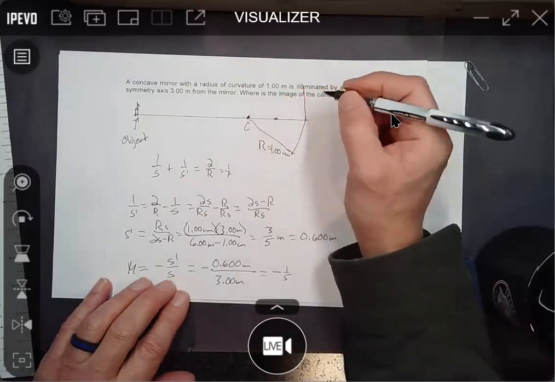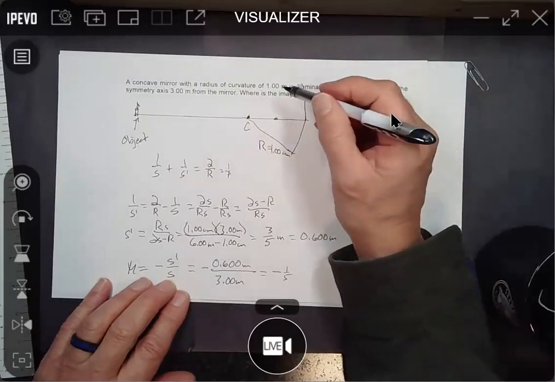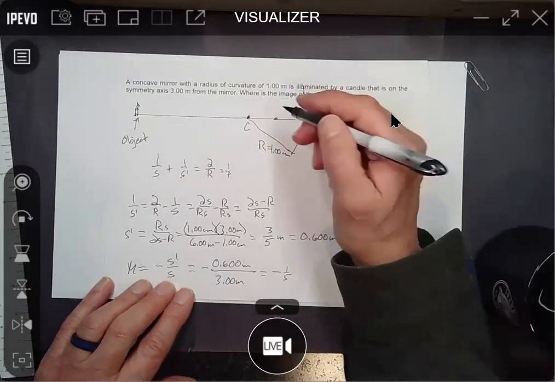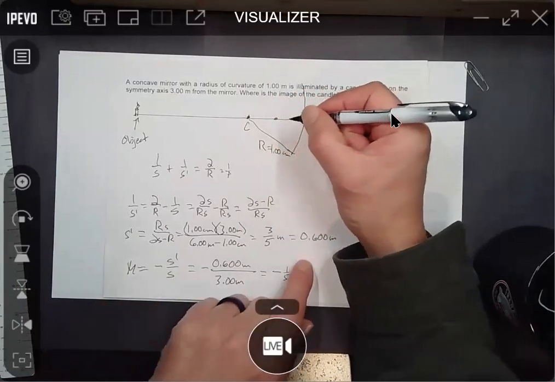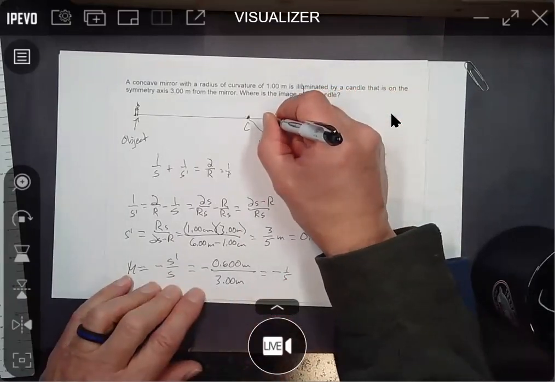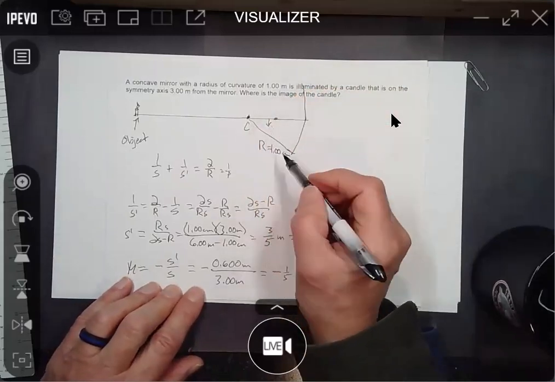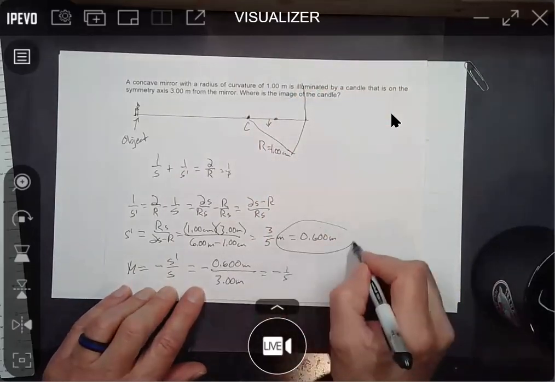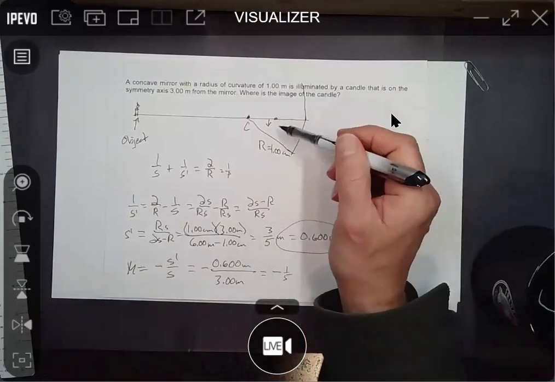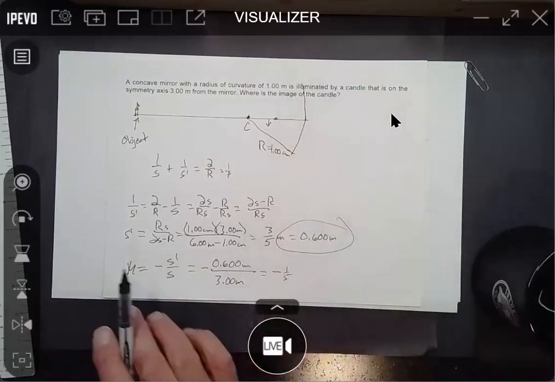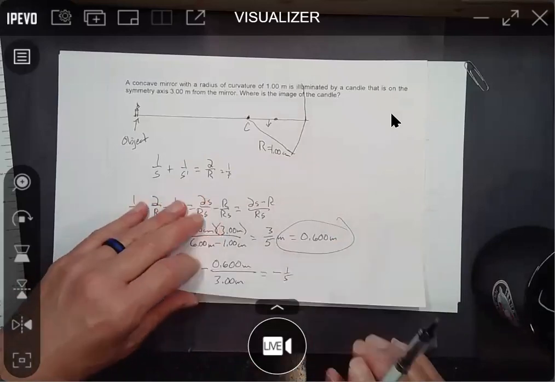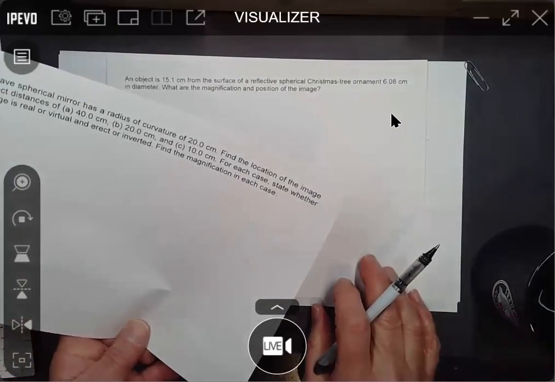Here, the radius of curvature was 1 meter. We're going to be at 0.6 of a meter, and we're going to have a little dinky candle right there, but it's only going to be 0.600 meters away from there. So there's another fairly basic problem that we solved.